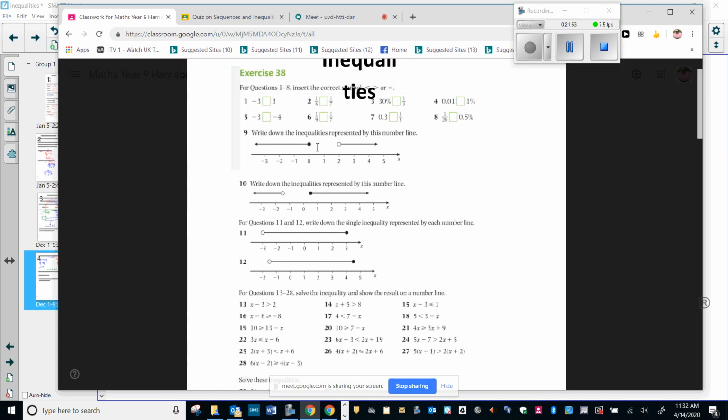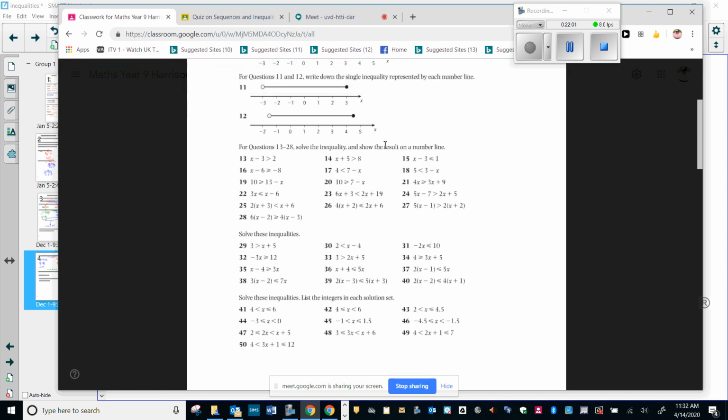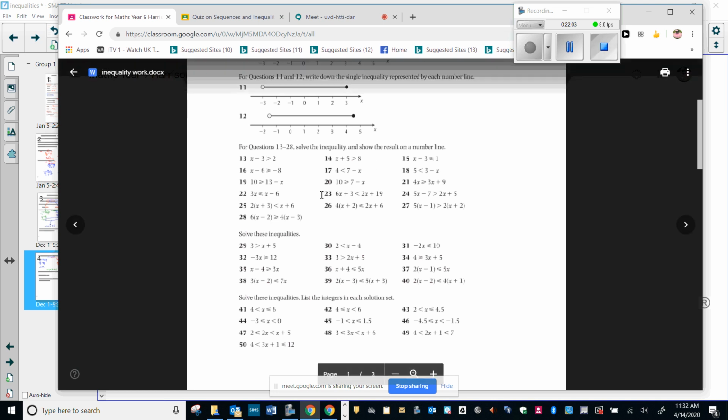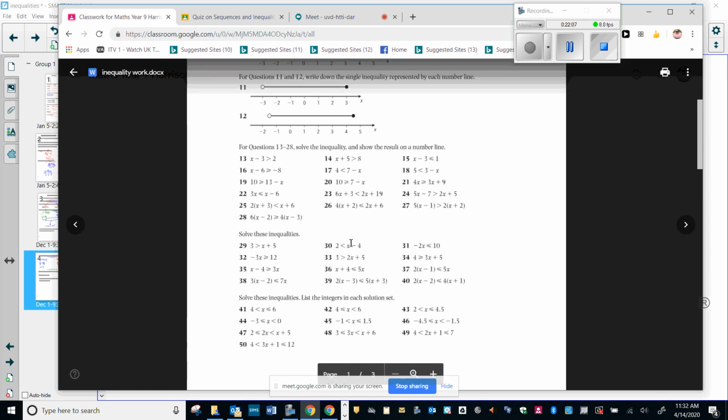So this one is closed, this one's open. It does make a difference. These ones you've been asked to solve and show the result on the number line. So you have to solve them in the ways that we've just been talking about, and then put them on a number line.